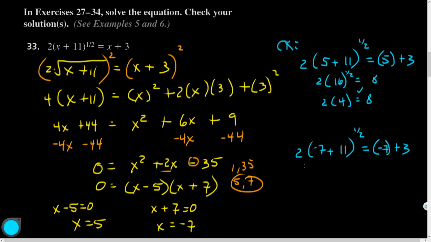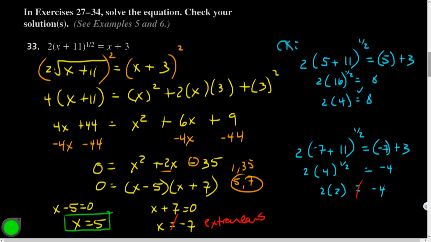Let's plug in negative 7. I'm a little worried about this one. Oh yeah, this one's not going to work. Negative 7 plus 3. Oh, no. Maybe. Nope. Maybe. No, I don't think so. Drama. 11 minus 7 is 4. Positive. The square root of 4 is 2. Is that equal to negative 4? No. And so this one is extraneous. And the other one worked. And so that's good news.